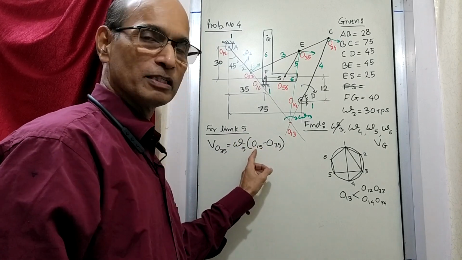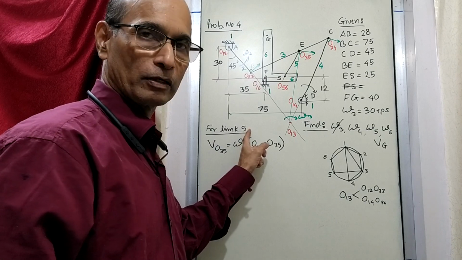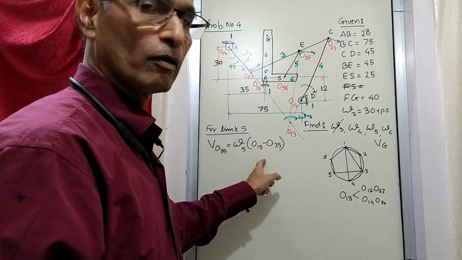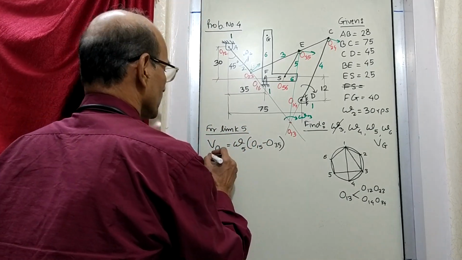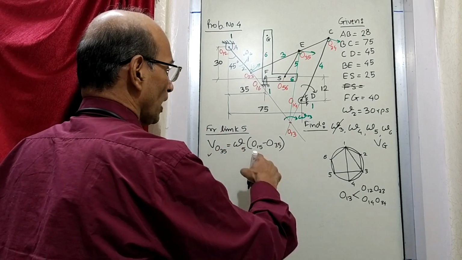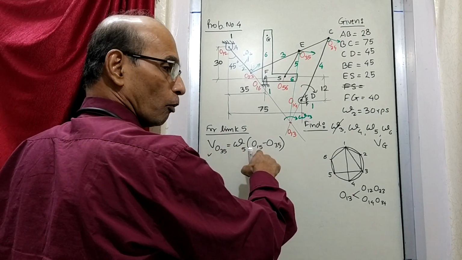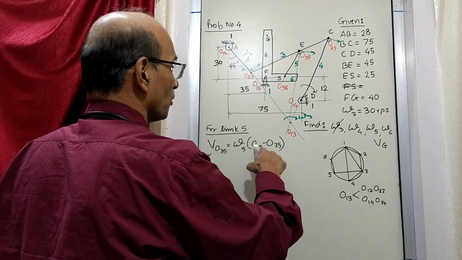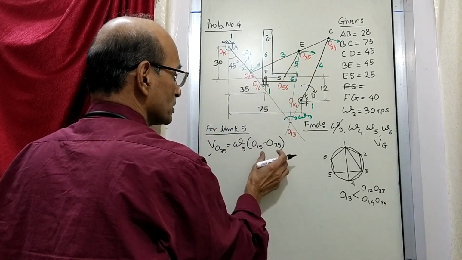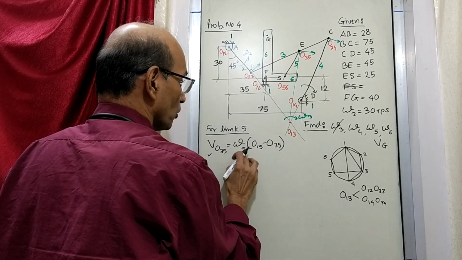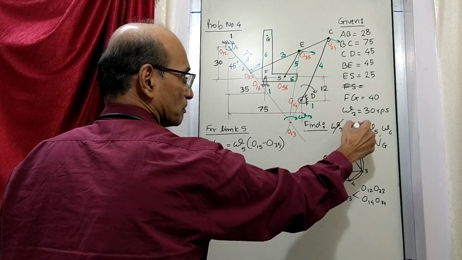Why 1 5? Because 1 is the fixed link and 5 is the link which we are talking about. So we have written the equation. Out of that, velocity we already know earlier, and the distance, if you know O1 5, then you can measure the distance from 1 5 to 3 5. So this distance will be known, and then you can find out omega 5 that is asked.